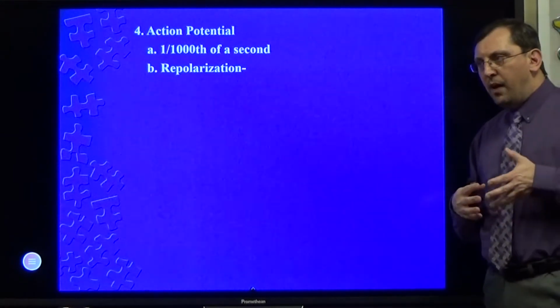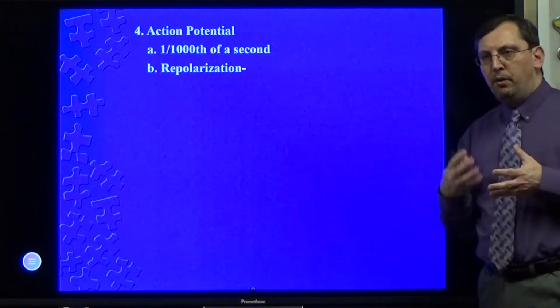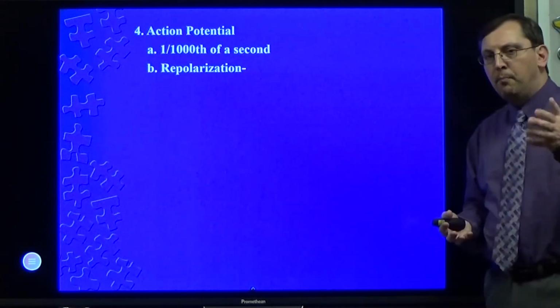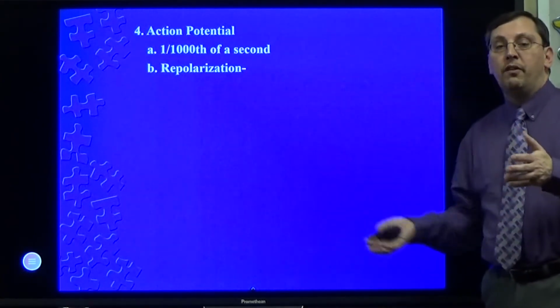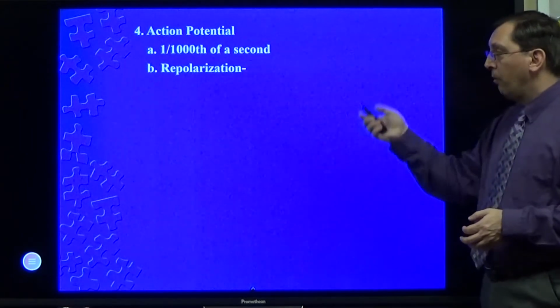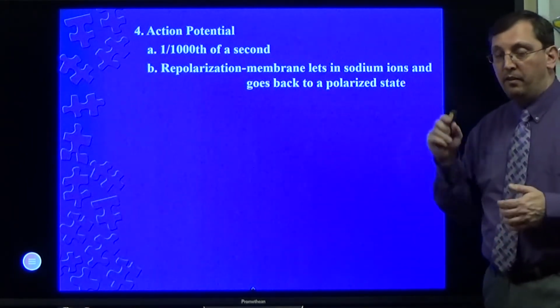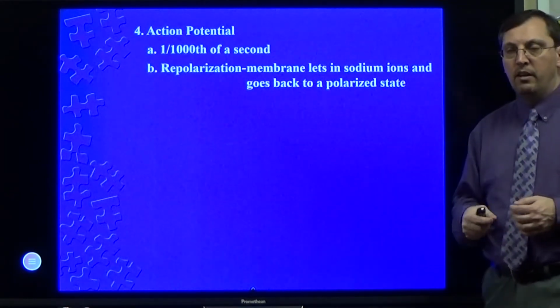But once you do it, you have to immediately put the cell back to the way it was before, because if you don't, you'll have a gap or a lag in time before you can actually do another action. So you get repolarization. I'm going to get that membrane to go back to the way it was, so that when the next signal comes along, it's ready to go again.